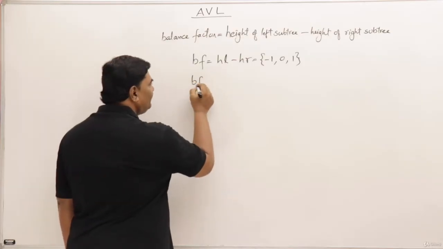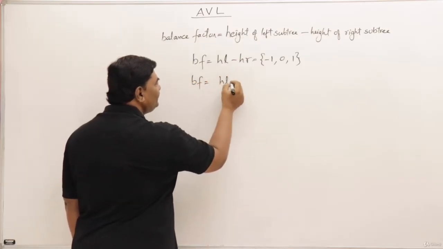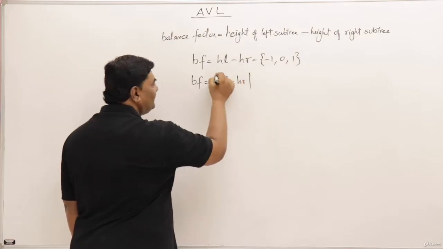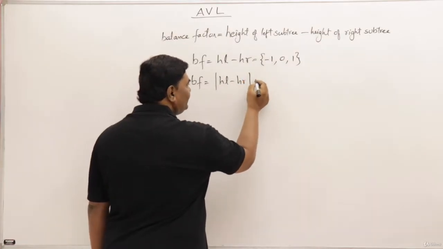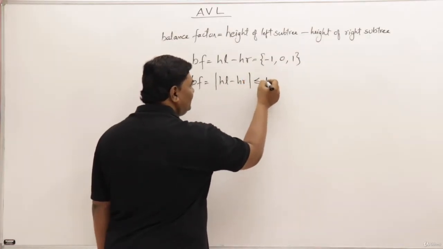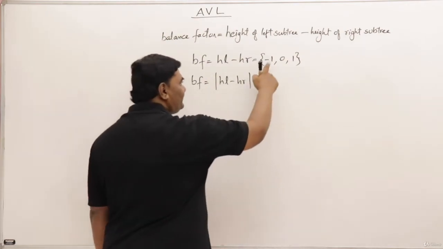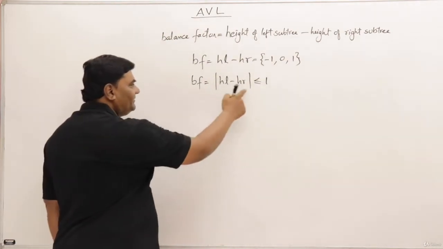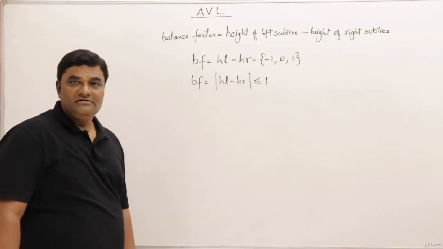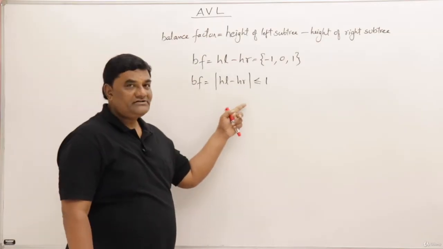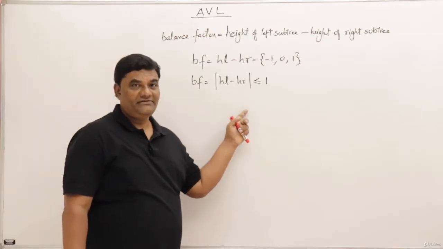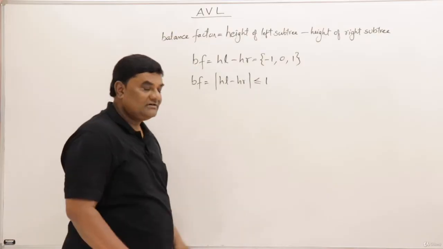So if I take mod of this, mod means absolute, right? So this absolute value should be less than or equal to 1. It means that -1 you also take as +1. Mod means +1. So the absolute value of the balance factor should be less than or equal to 1.